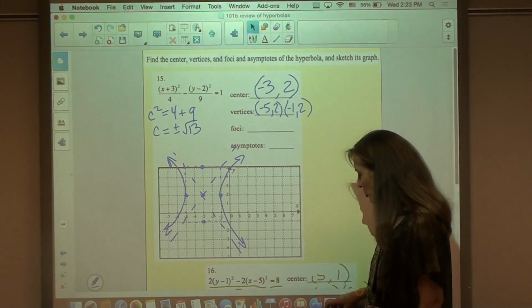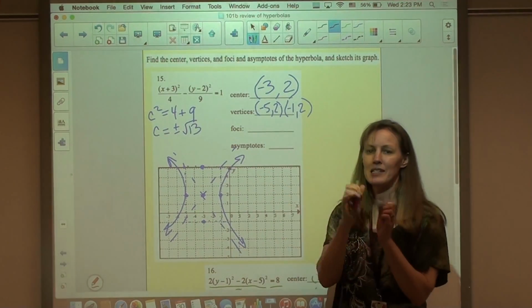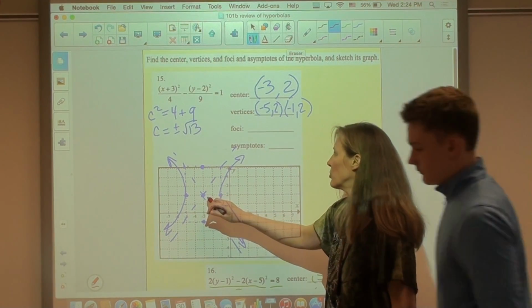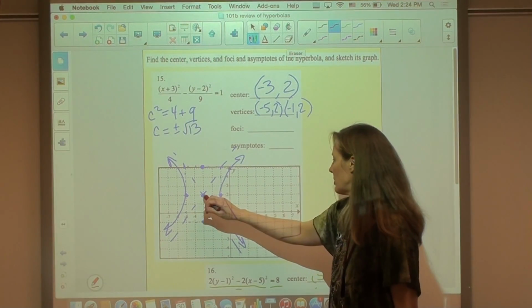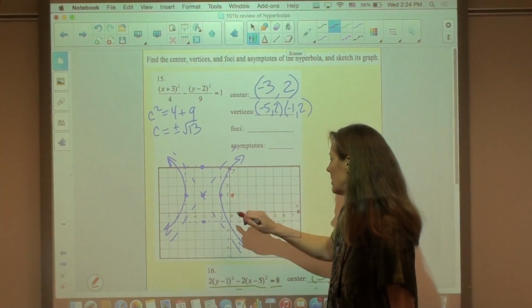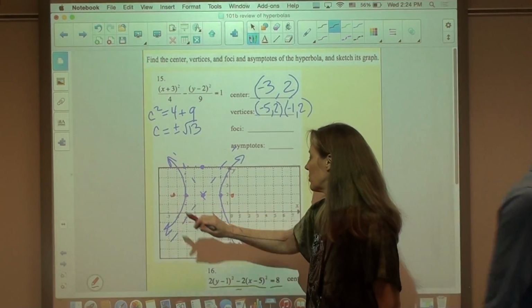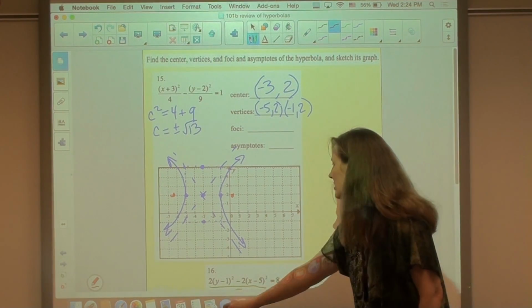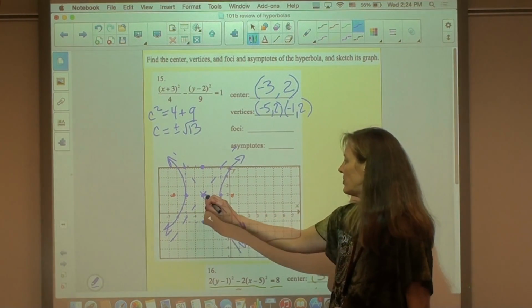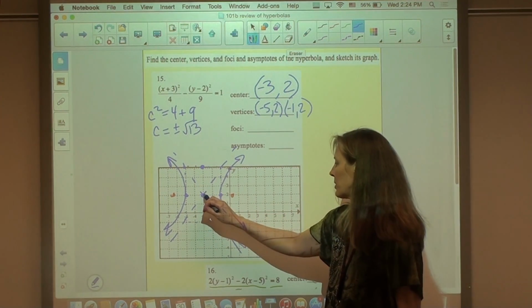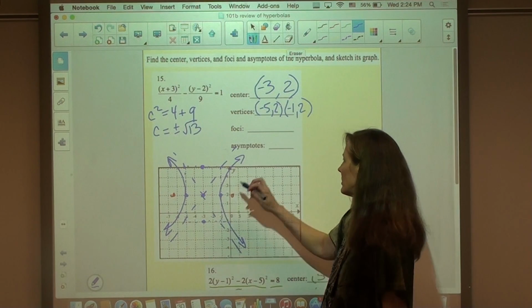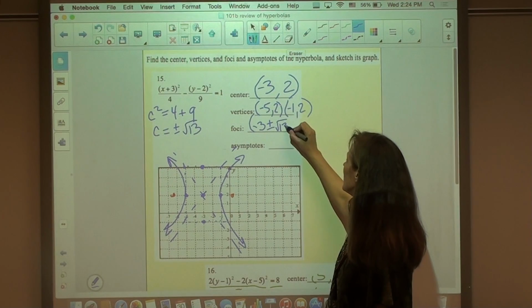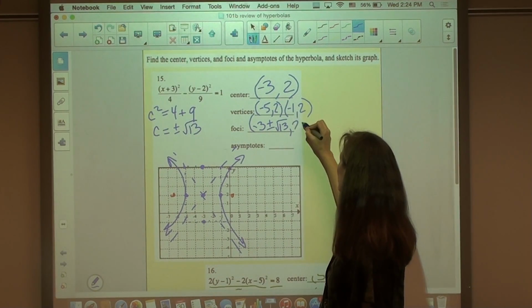So when we draw the foci, C is the distance from the center to each focus, right? So we go from the center out root 13, which is like 3.5. So we go 1, 2, 3.5, so we're about here. 1, 2, 3.5, so we're about there. So there's our foci. And then to actually write the coordinates for the foci, I take my x, it's -3, and I add and subtract root 13. So my foci would be -3 plus or minus root 13, and then the y value is still just 2.